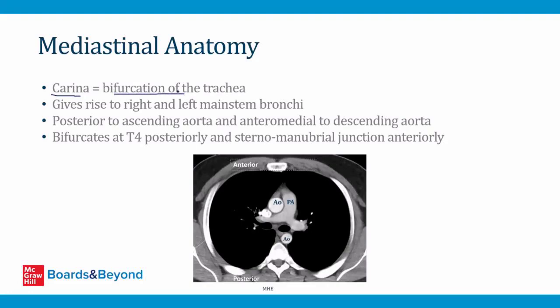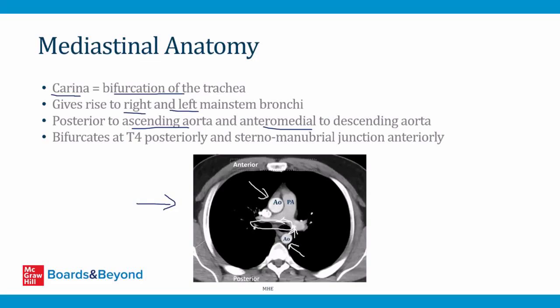At the carina, the trachea bifurcates and gives rise to the right and left mainstem bronchi. And you can find the carina posterior to the ascending aorta and anteromedial to the descending aorta. To understand what I mean by this, let's look at this CT scan image at the bottom of the slide. So this is the ascending aorta right here, and the carina sits just posterior to that. This is the descending aorta here. The carina is anterior to that and a little bit medial, so we say anteromedial to the descending aorta.